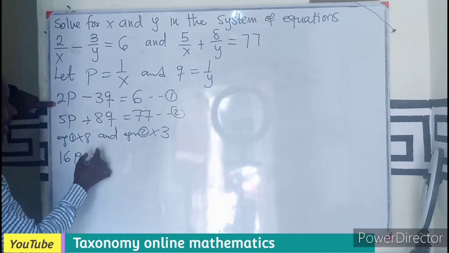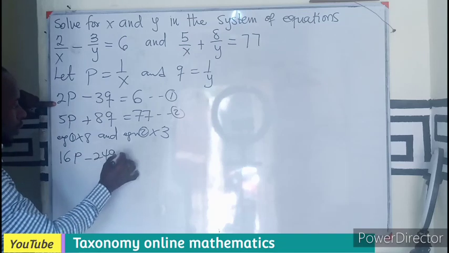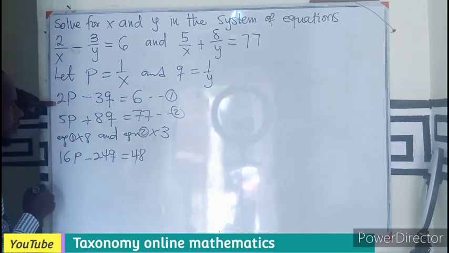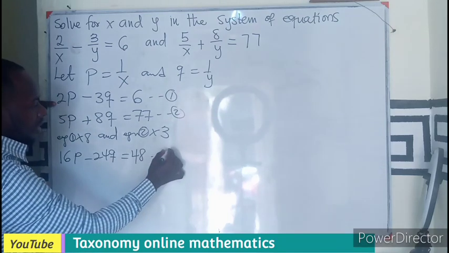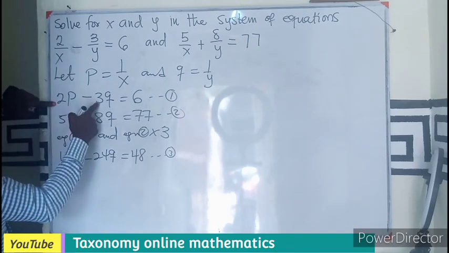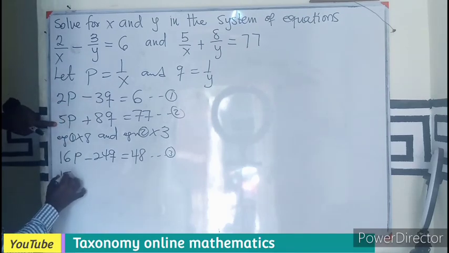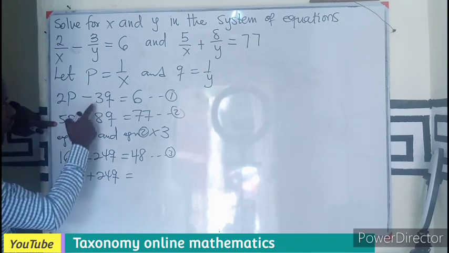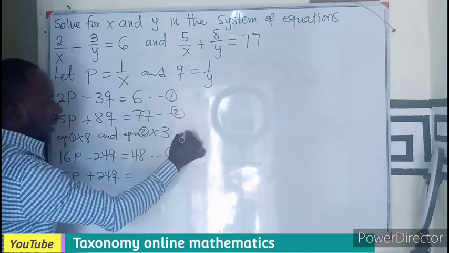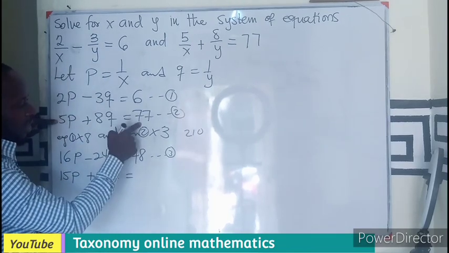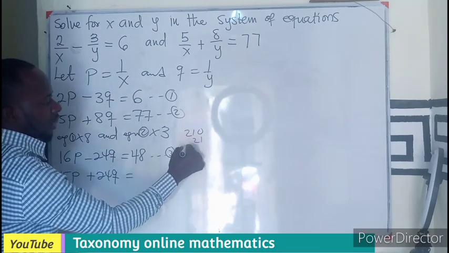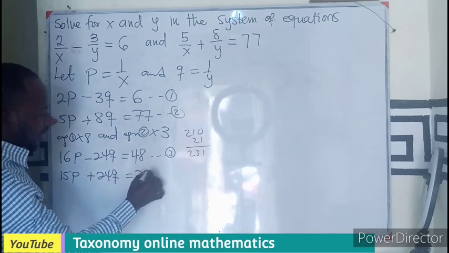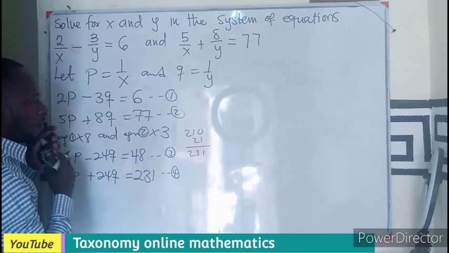So 8 will multiply this and give us 16p minus 24q equals 8 times 6, which is 48. Then we have equation 3. We are using 3 to multiply this, so this gives us 15p plus 24q equals 3 multiplying 77. If 3 multiplies 70, we get 210, then 21. So we have 231 out here, so 231 as equation 4.